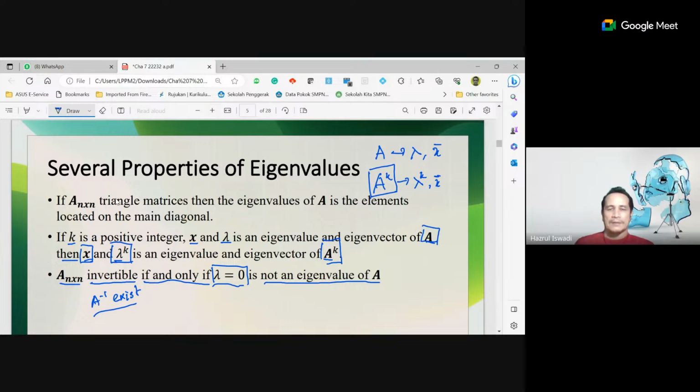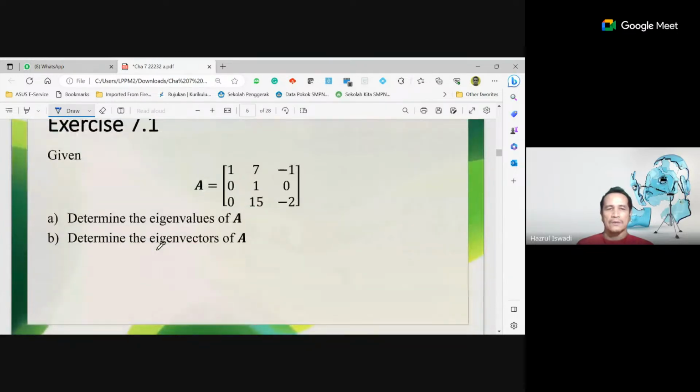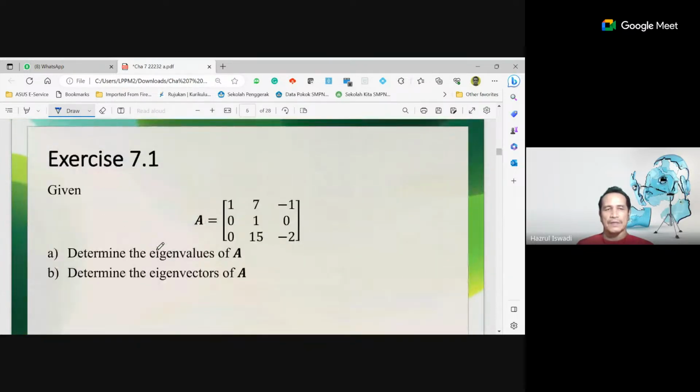Okay, let's continue with the exercise. As we mentioned before, we must know the eigenvalue first, and then we determine the eigenvectors of A.